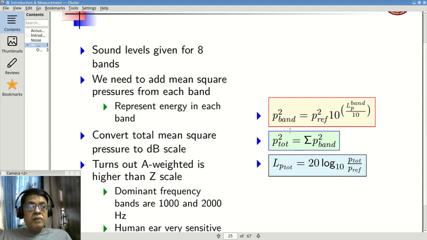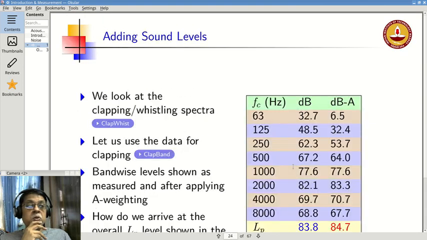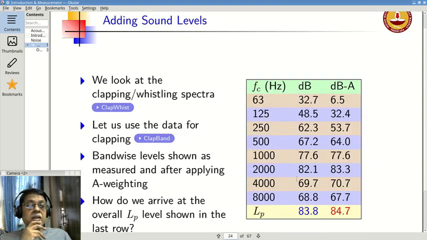Now we sum up all of these. I have different bands; if I sum them up, I get the overall energy level present in the entire signal. We add all of this and then do a 10 log base 10 with P reference square, and we have an LP total which we can compute. If you look at the previous slide, the LP, which was the Z weighted, if you want to call it that, is 83.8.